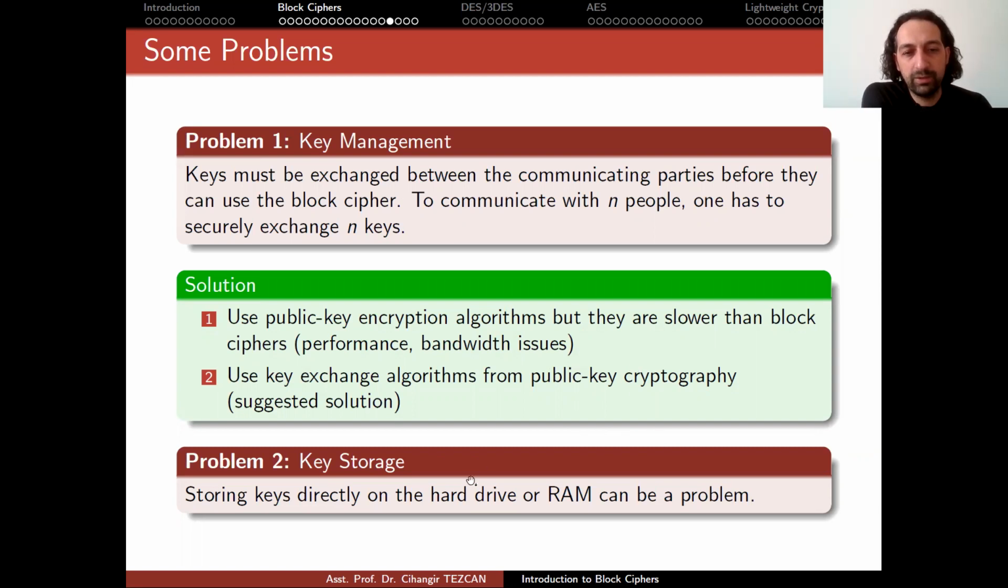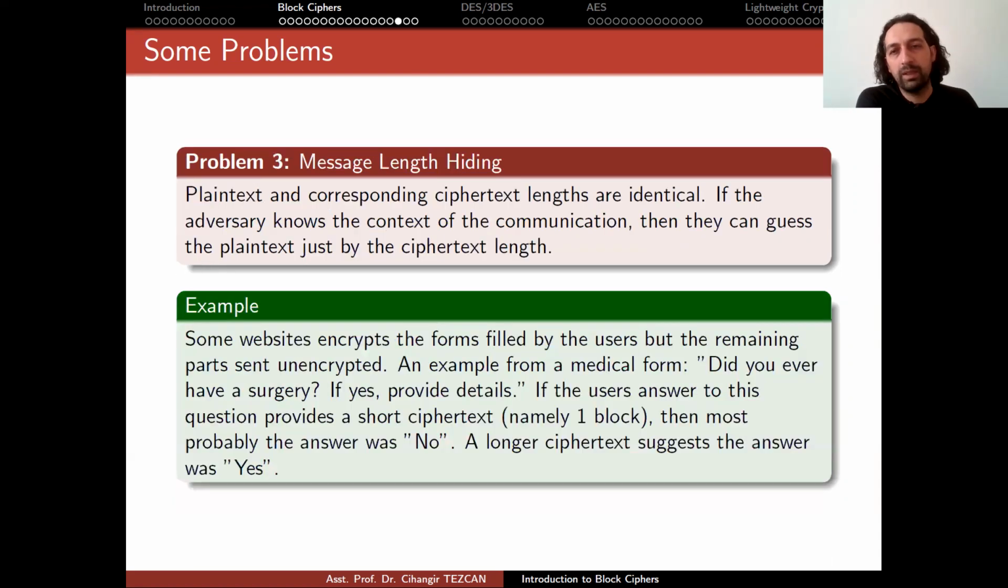Second problem is the key storage. Storing keys directly on the hard drive or RAM can be a problem. This is still a problem. It applies to almost every application of cryptography, even for cryptocurrencies. You have to store your keys in a good way. There are some solutions, but we cannot actually give a perfect solution for every case.